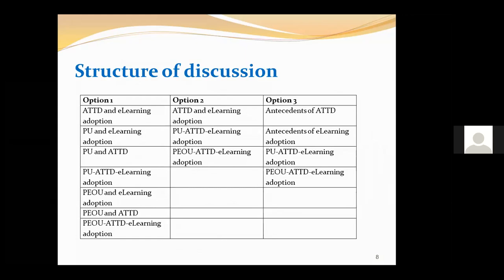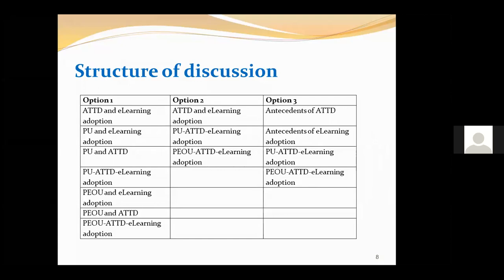Option number three, you can decide to first discuss antecedents of attitudes. Attitude in this study is the mediating variable. Then after that, you discuss the antecedents of e-learning adoption. Then you bring in the first variable, anything to do with it. You bring in the second variable and anything to do with it.